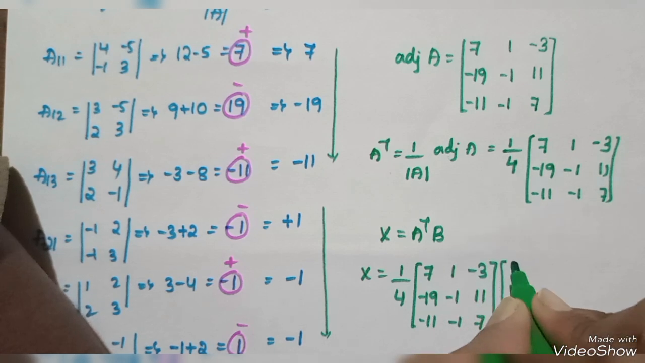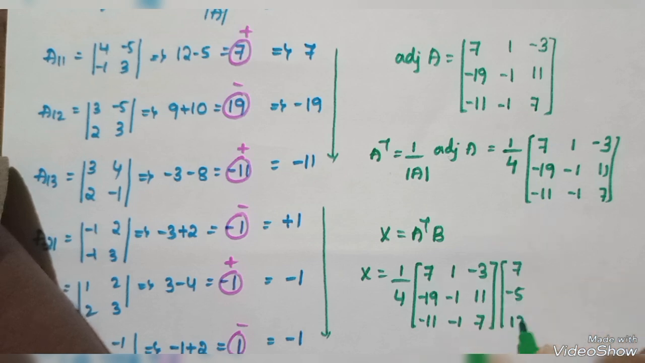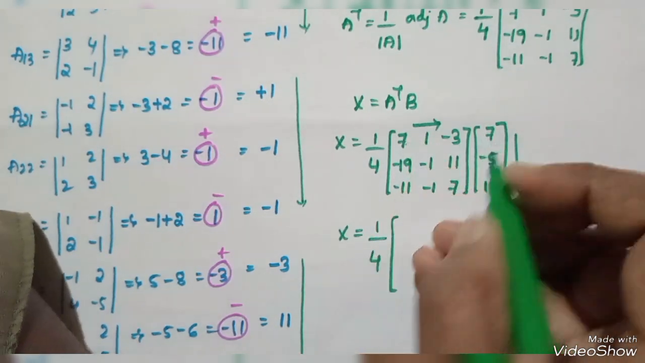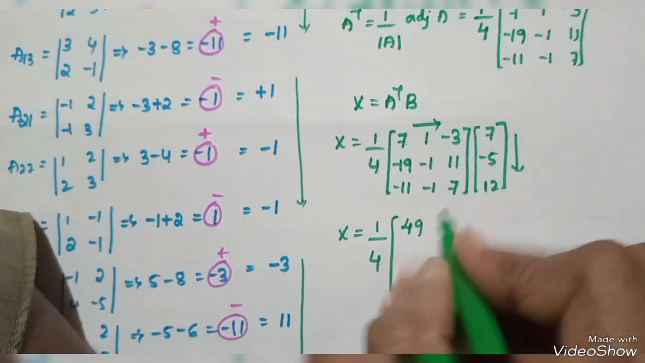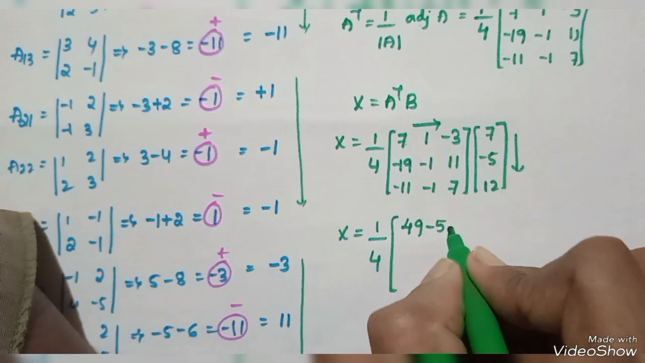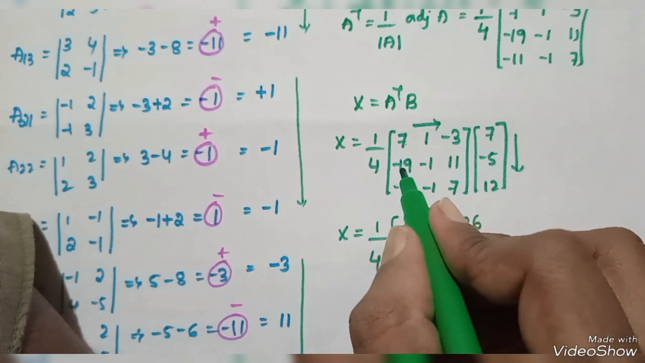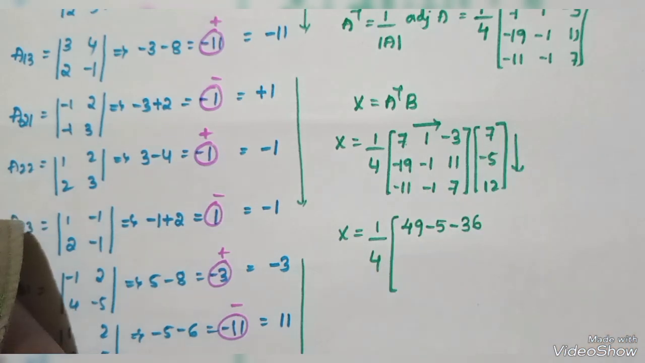The elements are 7, minus 5, 12. Okay, take multiplication row by column, so we multiply 1 by 4 into here 7 sevens are 49. 1 into minus 5, minus 3 into 12, 12 3s are 36. Okay, next 19 into 7, that is 133.